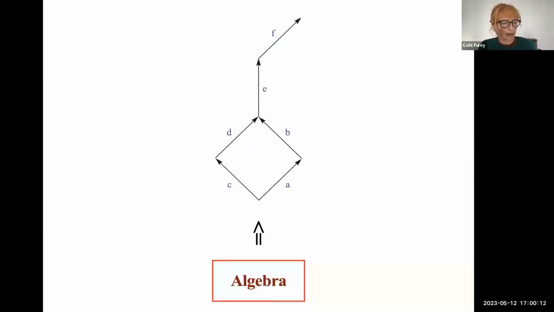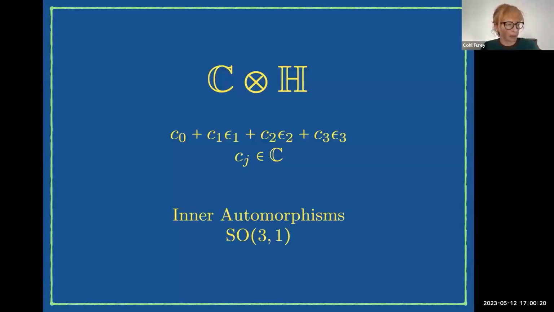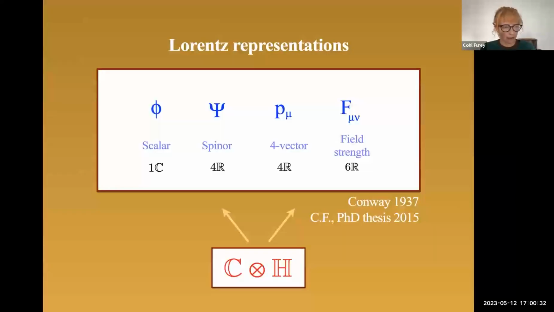Perhaps a clever choice of algebra could lead to an emergent space-time that is 3+1 dimensional. With this in mind, we then started looking into the algebra of the complex quaternions. For one, the complex quaternions have a group of inner automorphisms given by SO(3,1). Moreover, Conway knew back in the 1930s that most of the Lorentz representations that we now happen to use in the standard model can be described succinctly with this algebra.